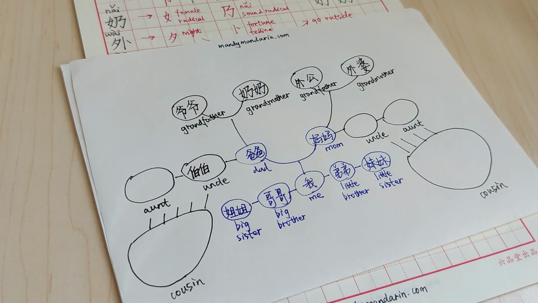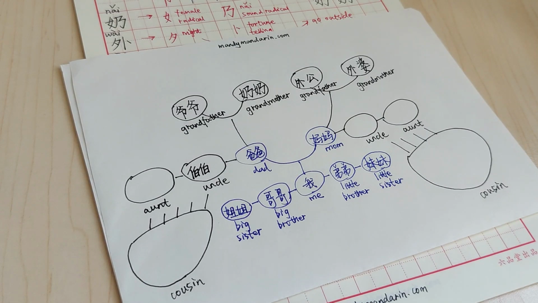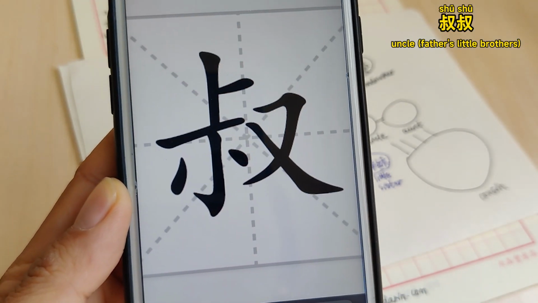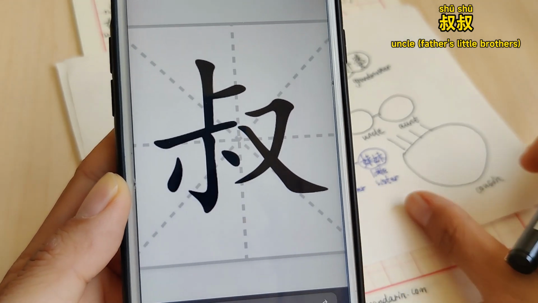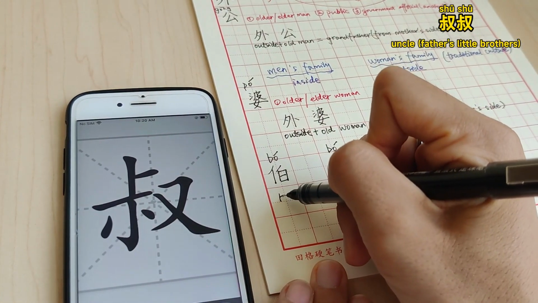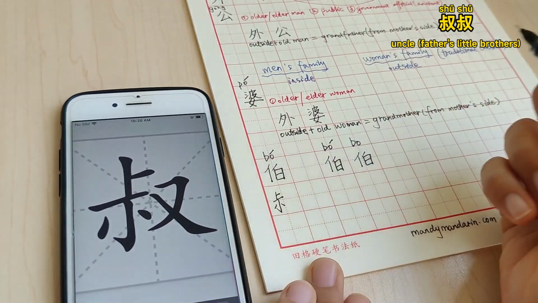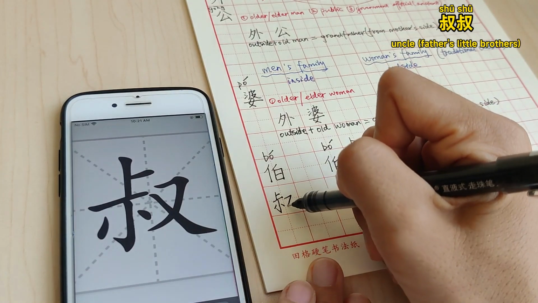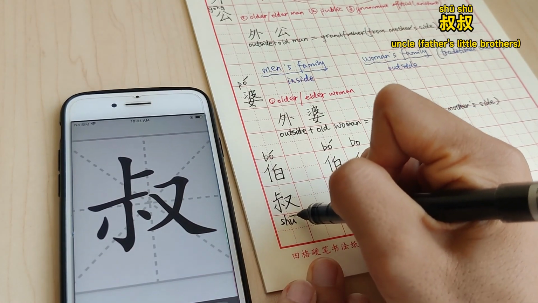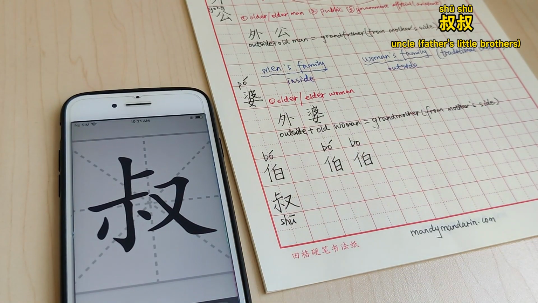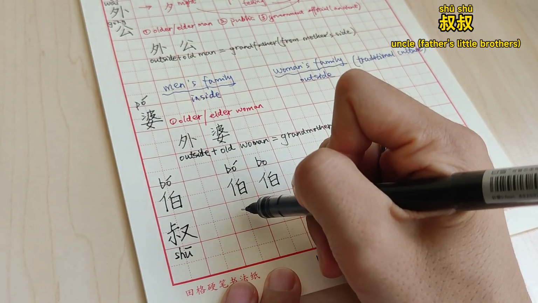As for the second word, that would be the father's little brother. So that would be 叔叔. And this is how we write the 叔. Obviously, it's a left-right structure. 叔, we go 1, 2, 3, 4, 5, 6. Very good. This is 叔. And to write 叔叔, easy. Just copy and paste. 叔.